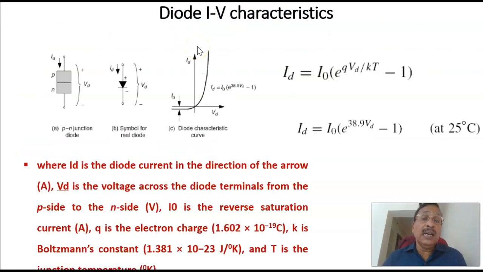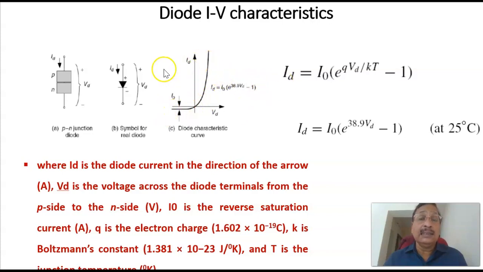Next, we have to see the IV characteristics of a PV cell. Before that, let us see the diode IV characteristics, which you have already studied. In a diode PN junction, how are the current through the diode and the voltage across the diode related? This is the IV characteristics of a diode, in which this is the forward bias region and this is the reverse bias region.